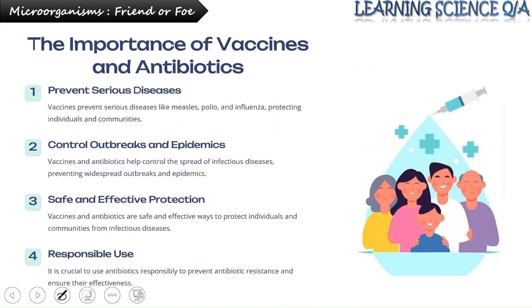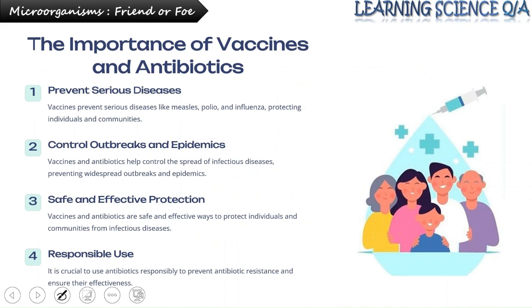Coming to the importance of vaccines and antibiotics. They prevent serious diseases like measles, polio, influenza, also protecting the individual as well as the communities. They are also helpful in controlling the outbreaks and epidemics. Vaccines and antibiotics are helpful in controlling the spread of infectious disease. There are many communicable diseases that can spread from person to person. So, by application of vaccines, the communicable disease can be prevented from breaking out.